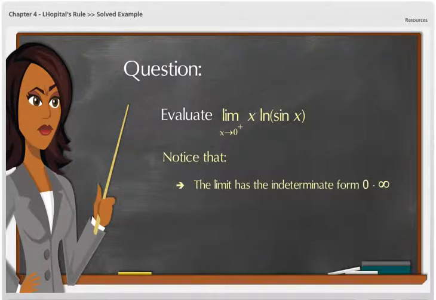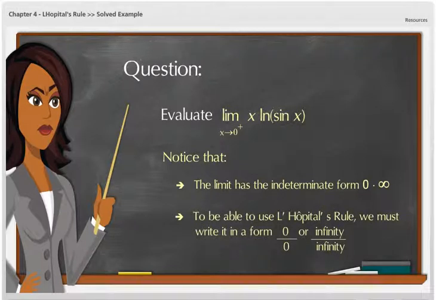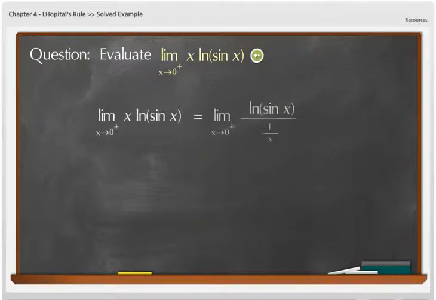Now, if you wanted to evaluate your limit, you'll find that it has the indeterminate form 0 times infinity as x goes to 0 from the right. But in order to use L'Hopital rule, you need to put it in the form 0 over 0 or infinity over infinity. So how are we going to do that? Well, we need to rewrite the expression in a way that gives us the desired indeterminate form by moving the x from the numerator to the denominator as 1 over x. If you write it in this way, then you are going to have the desired indeterminate form, which is infinity over infinity.